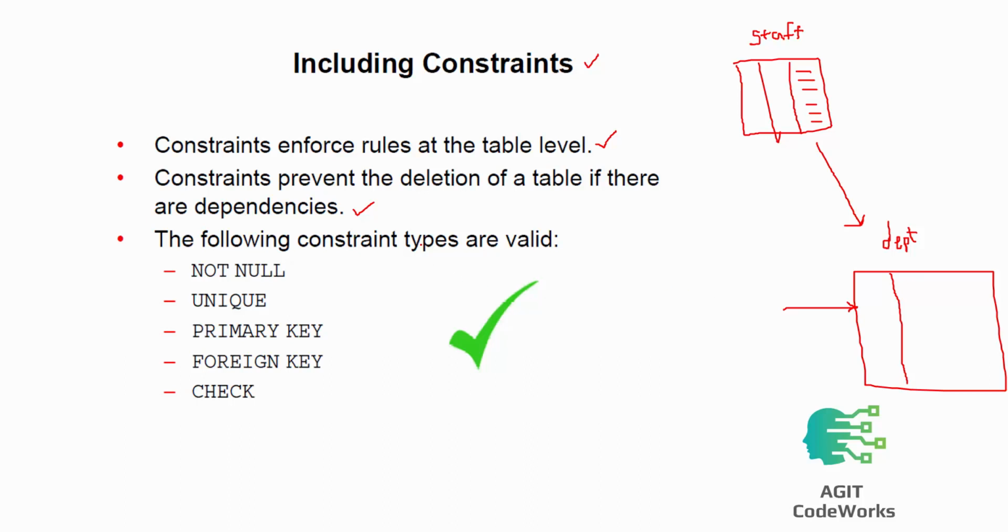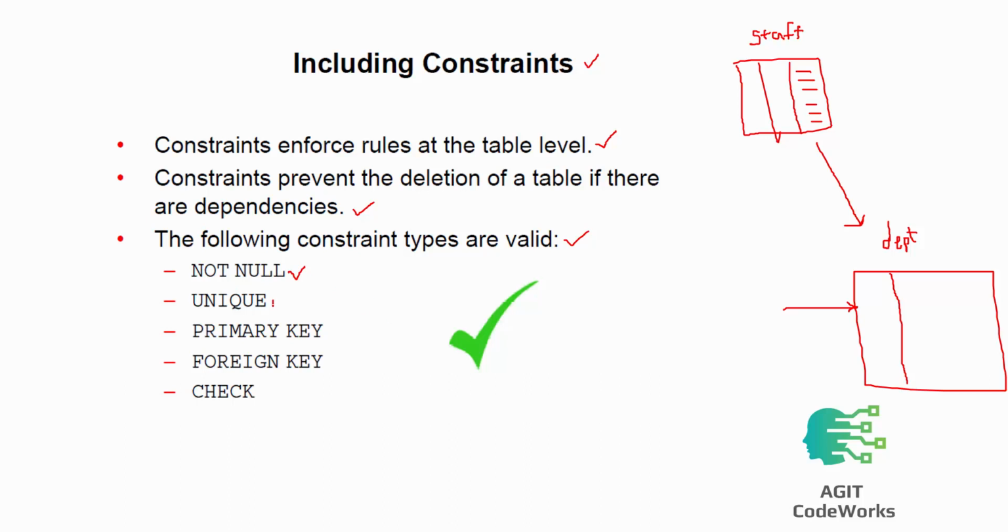So the following constraint types are valid. These are the types of constraints we have in an Oracle database. Number one is our not null constraint. Now what does the not null constraint do? The not null constraint basically enforces that a particular column cannot be empty. Let's say we have a rule that every staff must have a surname. You cannot leave it empty, but maybe we can allow you to leave your first name empty, but the surname column must not be empty. To avoid people from leaving it empty while adding records to our database, we can enforce a not null constraint.